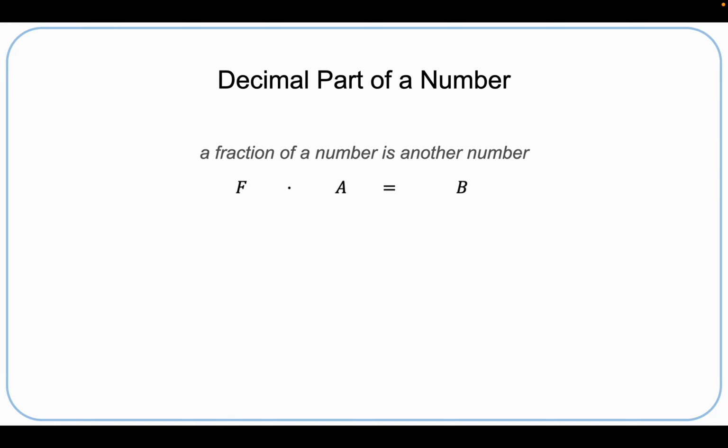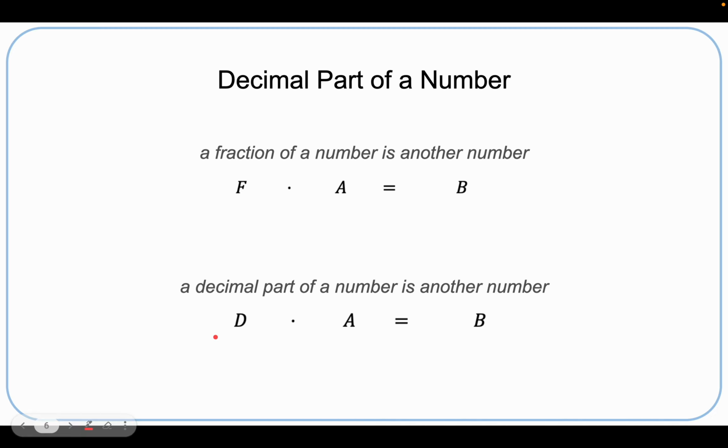Okay, so a few lessons ago we learned about a fractional part of a number, and that equation was f for fraction times a number equals b another number. And the decimal part of a number is very similar equation. We just replaced the fraction with d for decimal, because a decimal is just another form of a fraction.